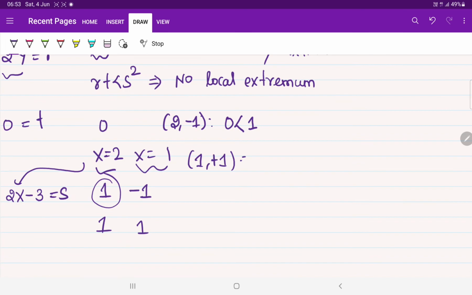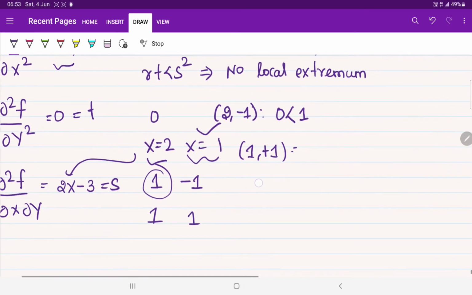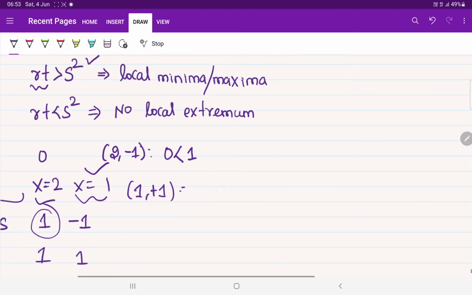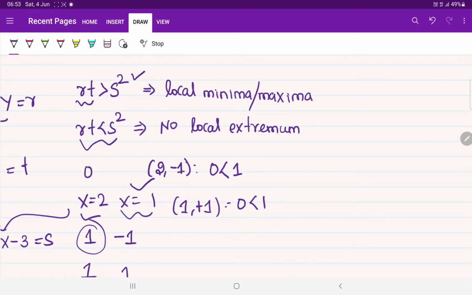1 comma 1. In that case also, when I am substituting x equals 1, what am I getting? Same. Same means r into t is again 0 only, sir, whereas s square is less than 1. In both of the cases, the value of rt is less than s square. So the conclusion is the given function has no local extremum. It means there is no minimum point and no maximum point for the given function.